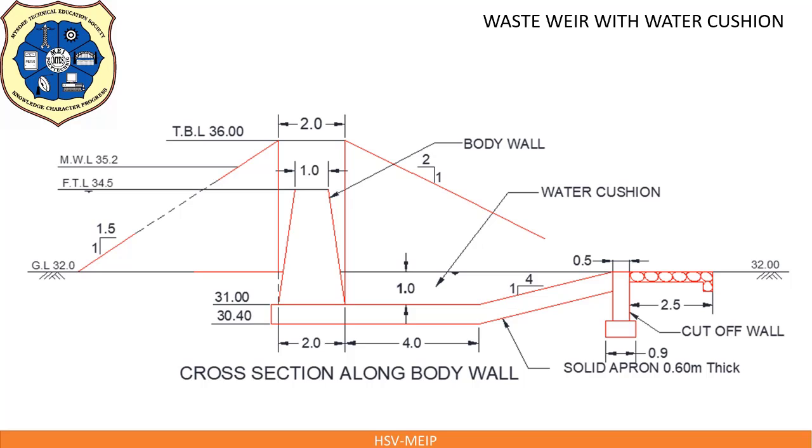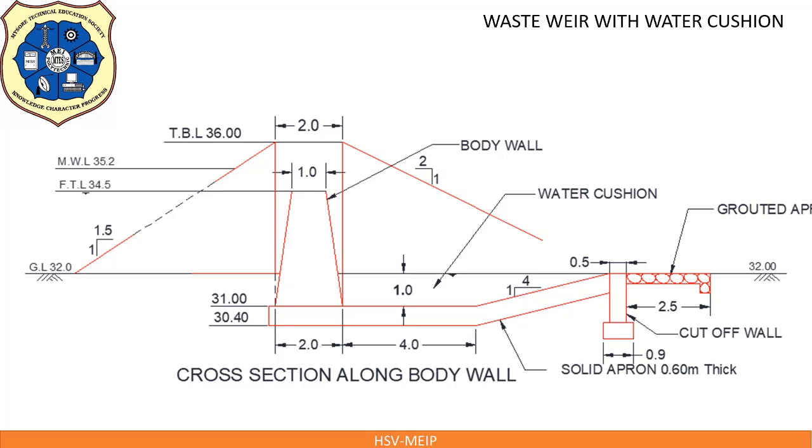Beyond the cut-off wall, show grouted apron of 2.5 meter length and 0.3 meter thick. If details of grouted apron not given, it should be assumed. Show talus for a depth of 0.6 meter and thickness equal to the grouted apron. This is the talus. This is grouted apron. Label grouted apron.